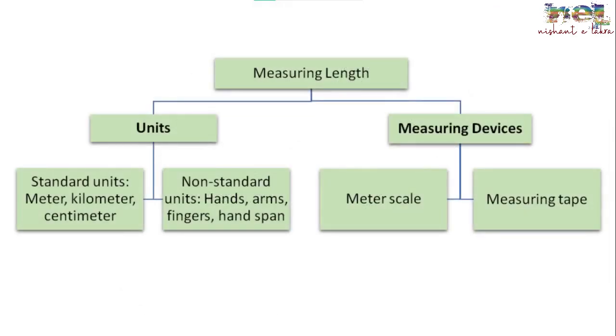Measuring length, the units and measuring devices. You can see on your screen the units. The standard units are meter, kilometer, centimeter, and non-standard units are hands, arms, fingers, handspan. We have learned this, so this is a short summary of what we have learned. And measuring devices, there are 2 measuring devices, meter scale and measuring tape.